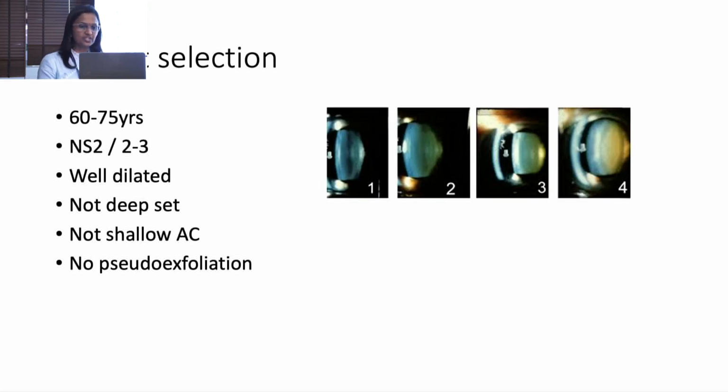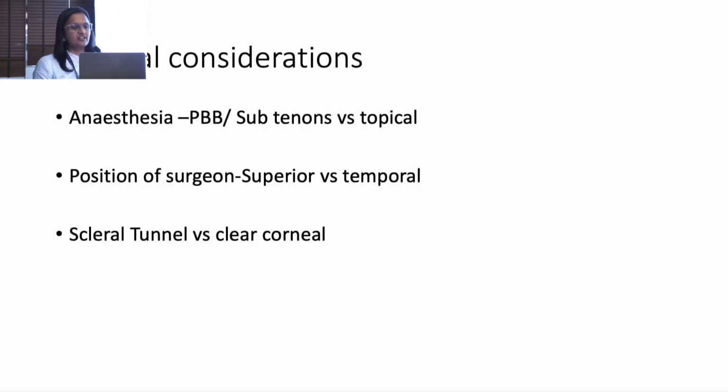NS2 to 3, well-dilated pupils, not deep set, not shallow AC, no pseudo-exfoliation or other additional risk factors which may spoil your confidence. And the general considerations about other things like anesthesia: initially it's better to start with a peribulbar block. If you're comfortable with subtenon, you can start it. Topical you can reserve for later.